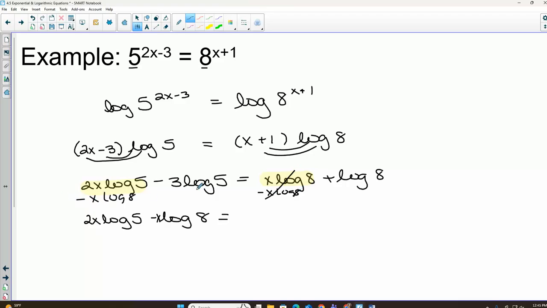This 3 log 5 doesn't have an x, so I'm going to move it to the other side. So I'm putting everything with an x on one side and everything without an x on the other. I know it's long. We're almost there. 2 steps.